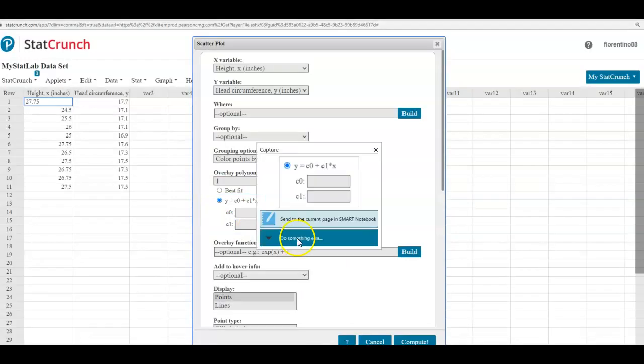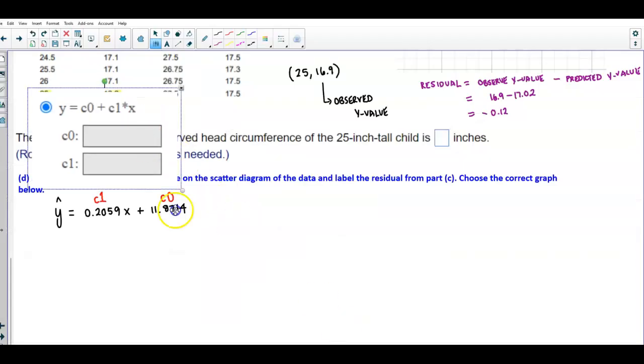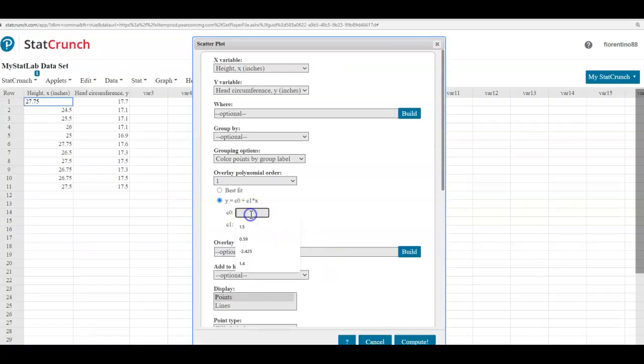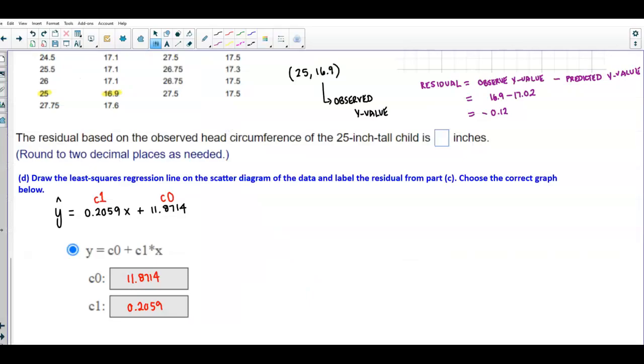Remember, as I stated in the previous part, we can see that C0 is 11.8714 and C1 is 0.2059. And we're going to plug that into our StatCrunch. So, 11.8714 and the slope is 0.2059. Let's just make sure that we're good on that.